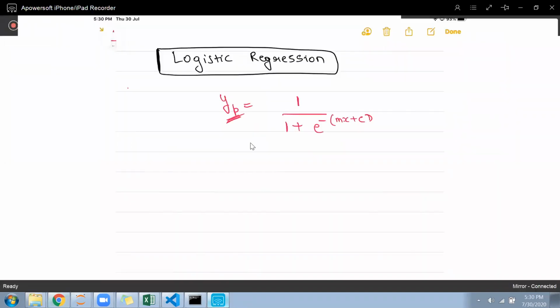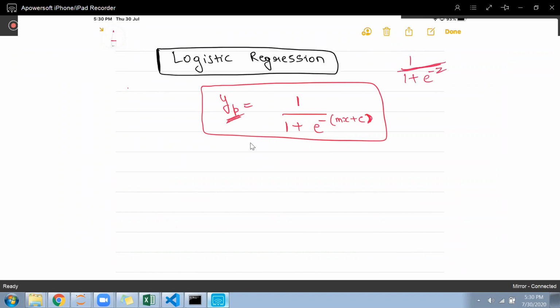Okay. So this was my y predicted in logistic regression. And what do we call this function? 1 upon 1 plus e to the power minus z. What do we call this function? I guess I told you last time. Okay, so this is known as sigmoid.